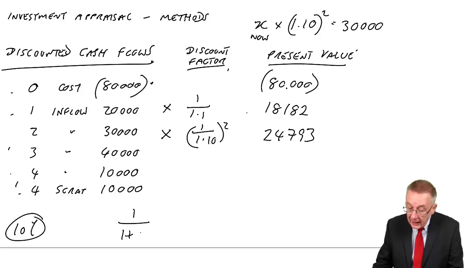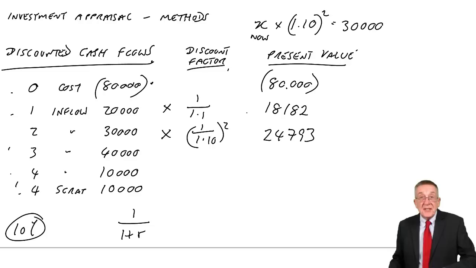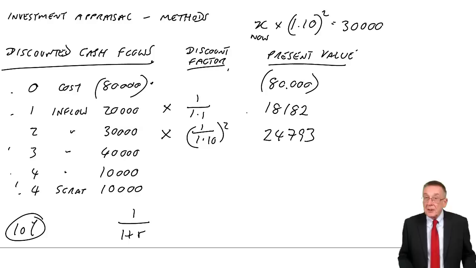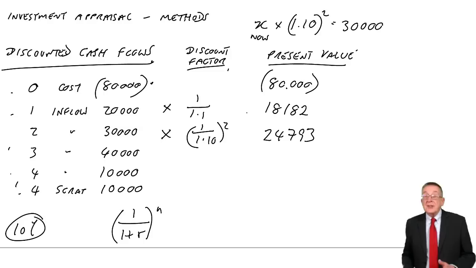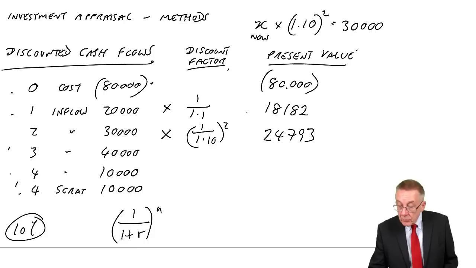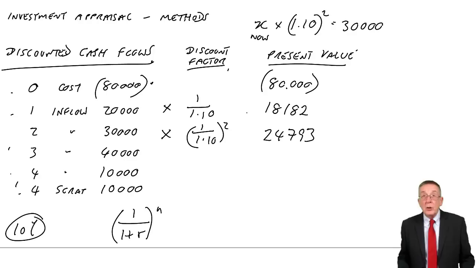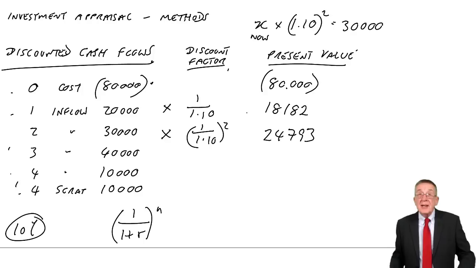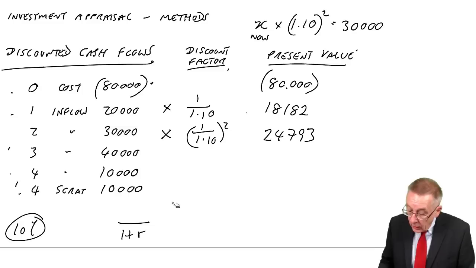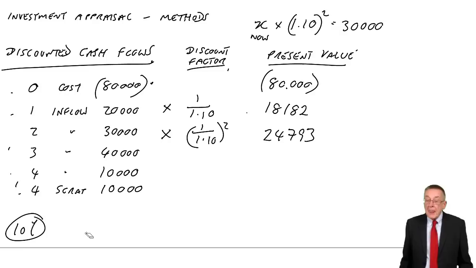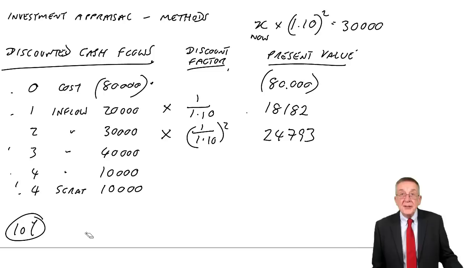And in general terms, the discount factor, the figure we're multiplying by, is 1 over 1 plus r, where r is the rate of interest, 10% is 0.1, 15% is 0.15, and so on, to the power n, where n is the number of years. So for 1 year, 10%, 1 over 1.1 to the power 1. For 2 years, 1 over 1.1 to the power 2. 3 years, 1 over 1.1 to the power 3, and so on. However, although you must be able to discount that way, to save you messing around with 1 over 1.1, 1 over 1.1 squared, and so on, you are given tables in the exam.